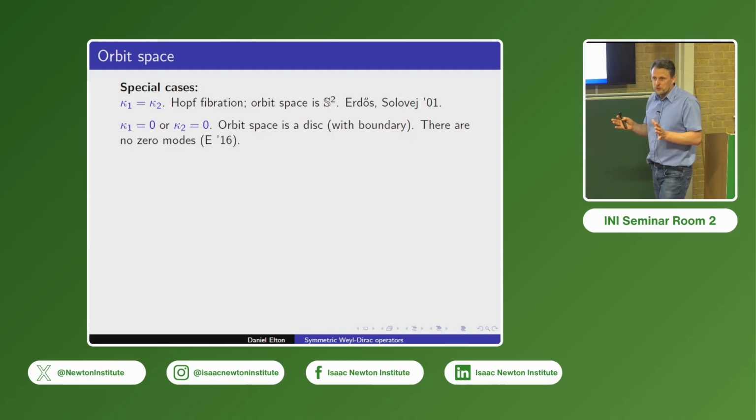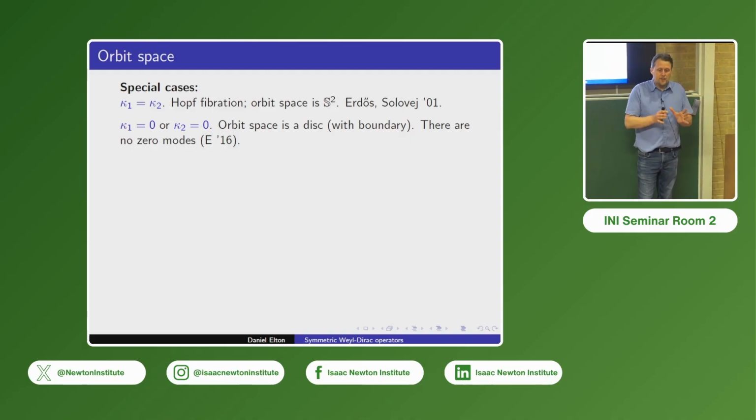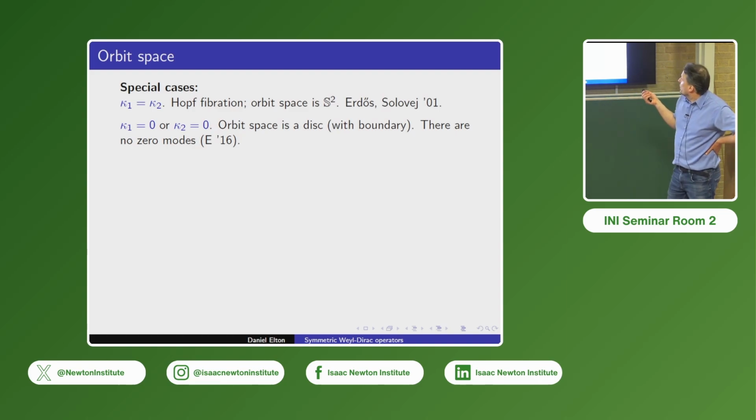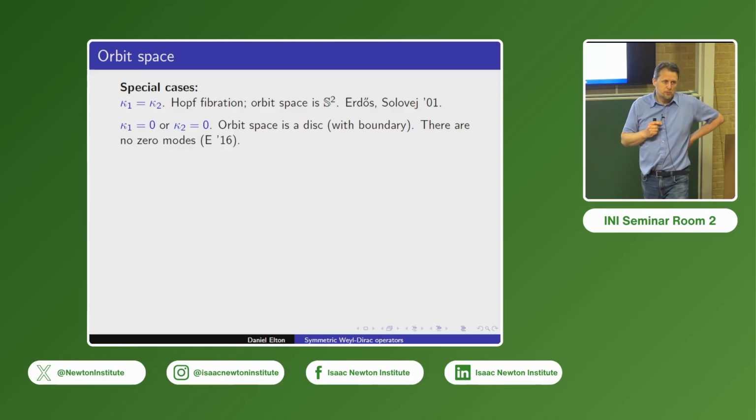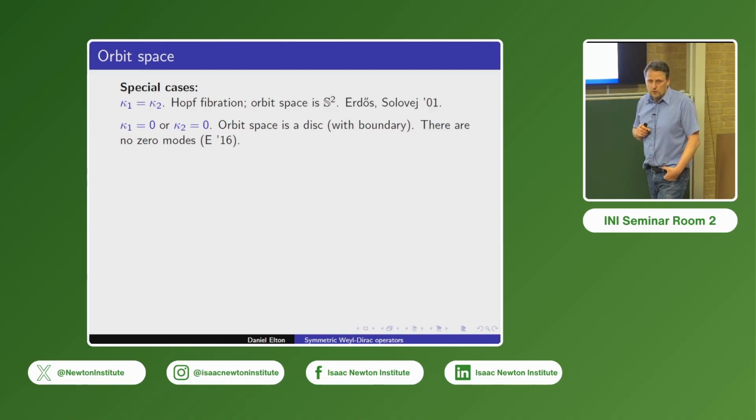Dirac operators on the sphere. Okay, there's a bit of geometry going on there, but they're perfectly well understood. And the information about those can be moved up to get information about the Dirac operator on S3. And this was done by Erdős and Solovay back at the turn of the millennium. So they wrote a paper on that using that basic symmetry of the Dirac operator to get information about zero modes.